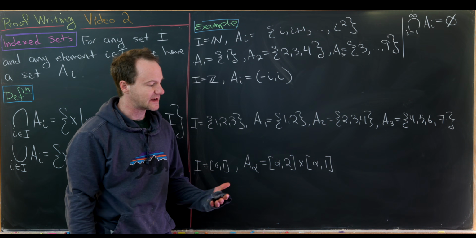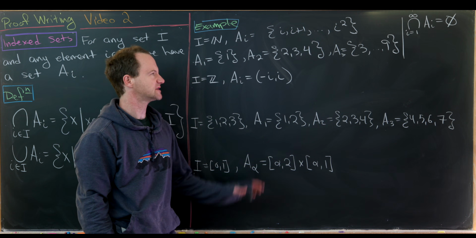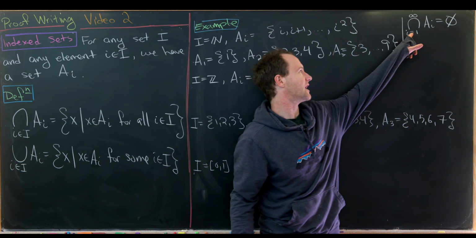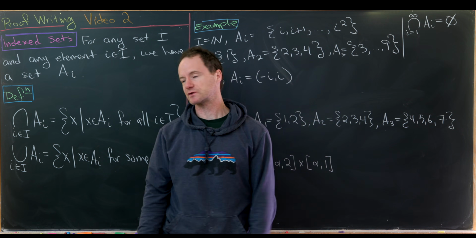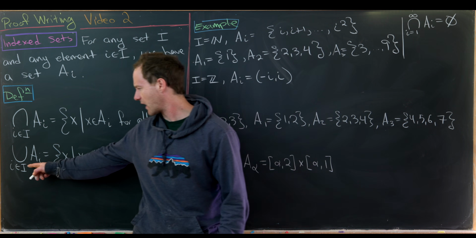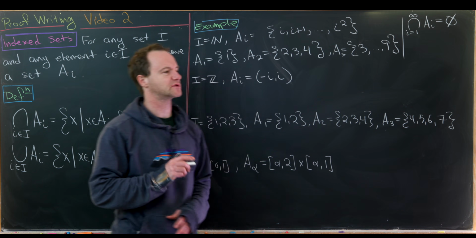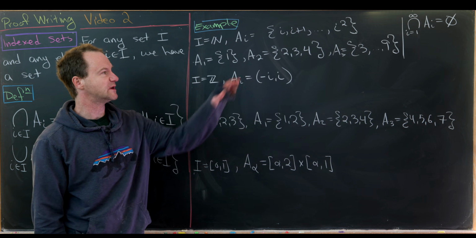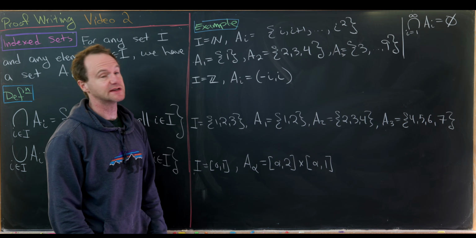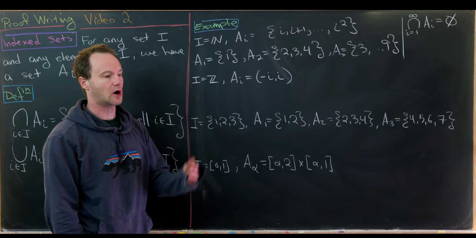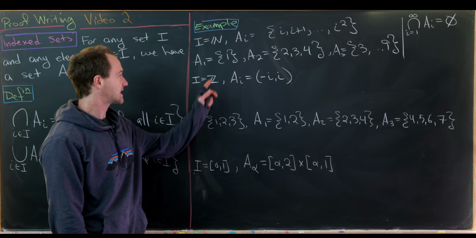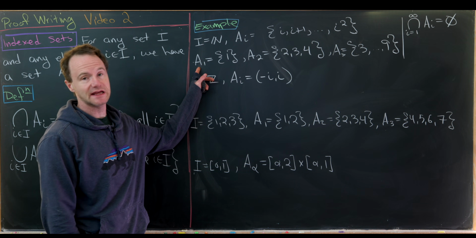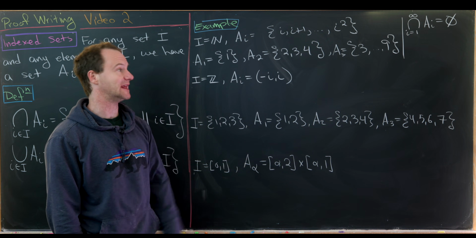So when you've got an indexing set of the natural numbers, it's kind of classic to write the intersection like this, I equals 1 to infinity, instead of over all I in the natural numbers, although either one would be correct. And we see that's the empty set because there's no single number that's in all of those sets. In fact, the number 1 is only in A1, it's not in any of the others.